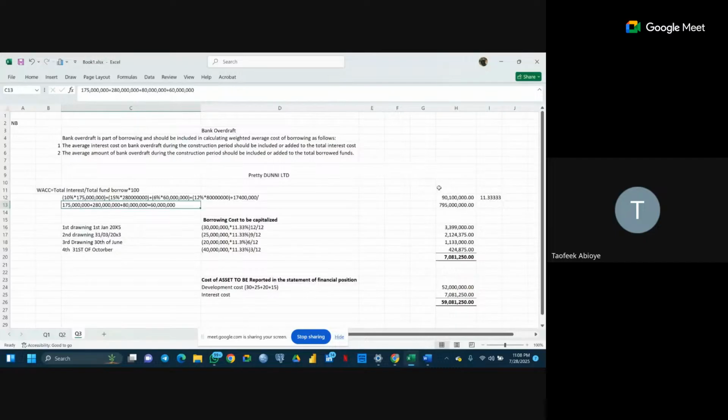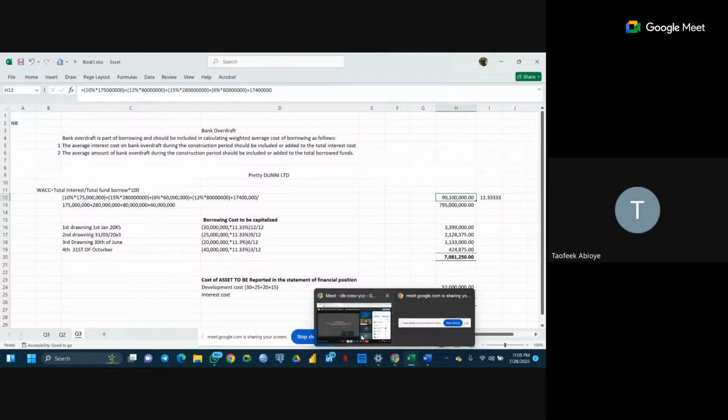So this is, if you check the formula that I use here, this is the actual calculation I did. The 10% on 175, 12% on 80, 15% on 280, 6% on 60, and the one on bank overdraft that is being given to us directly. So I hope that answers your question, sir.